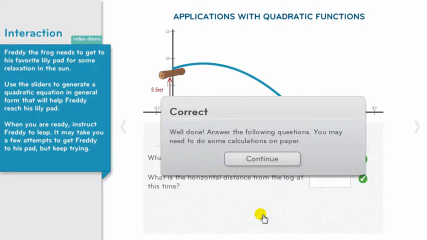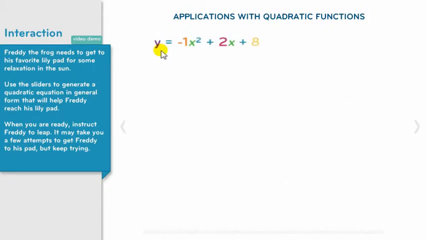Alright, it worked. So now we need to complete the square in order to find out what our maximum height was and what horizontal distance it occurred at. So now you need to complete the square for the function y equals negative 1 x squared plus 2x plus 8. And we need to do that so that we can find the vertex for this function. That vertex is going to tell us how high the frog got and at what point it reached its max height. So let's get started here.